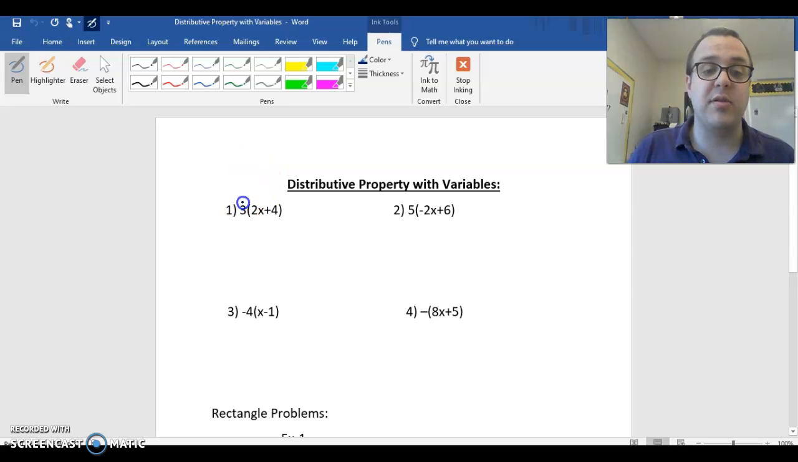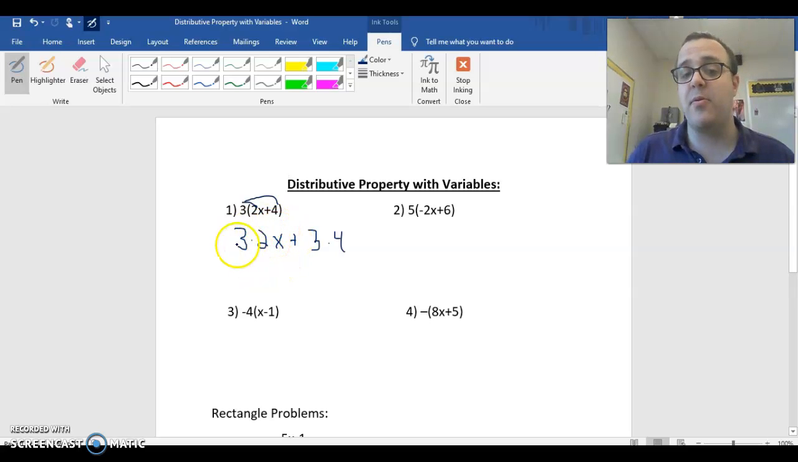So what I'm going to do is draw my double rainbow just like we did yesterday, okay? So 3 times 2x and 3 times 4, and I'll write that down here. 3 times 2x plus 3 times 4. And then I'll simplify from there. In this instance, whenever you multiply by something that has a variable, you just multiply the number parts together. So 3 times 2, that's going to be 6x. And then 3 times 4, I know, is 12.